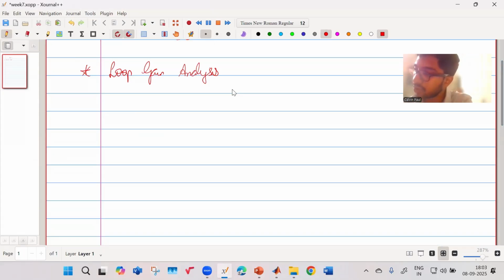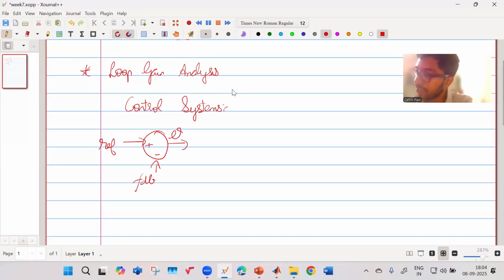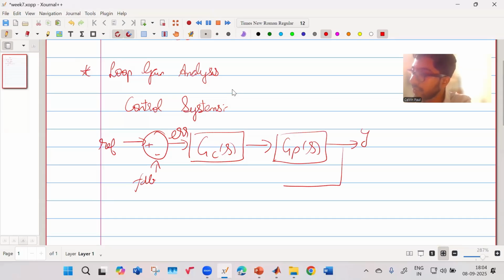In the context of control systems, because control systems is a big part of this course, what do you have? You have a reference signal. You subtract your feedback signal from it, and you get an error signal that you pass through your controller GC of S. Then you have your plant GP of S, and this is the output of your plant. You have a sensor H, and this is how you close the loop. So this is a closed loop control system.